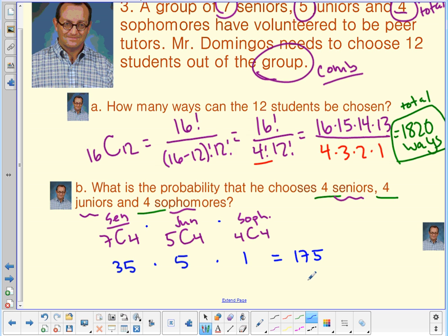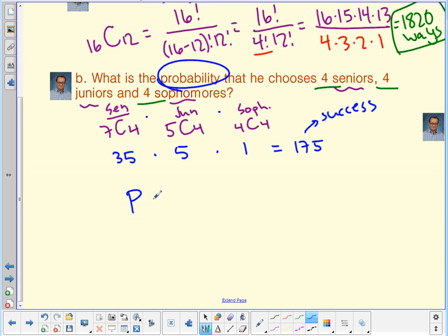But you're still not done. This is just your success for that probability. You still have to find the probability. So the probability of this is going to be 175 divided by the total, which is 1,820. And that gives me 0.096.